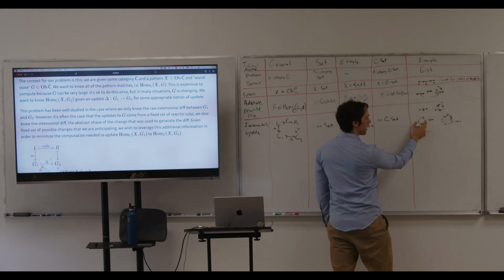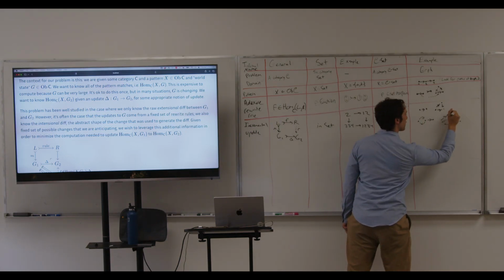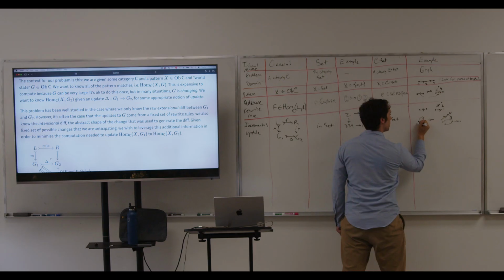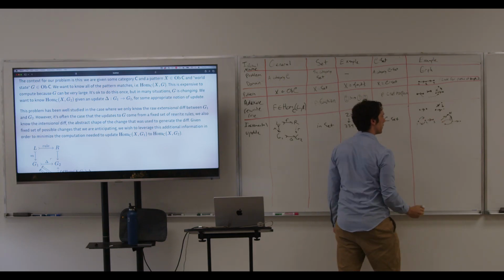So we've added the triangle to these two vertices right here. We'll call this new, and we'll call these vertices 1, 2, 3.